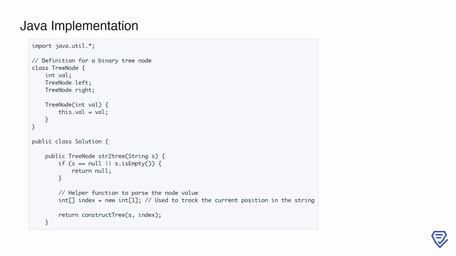Next, in the solution class, we define the method str2tree, which takes a string representation of the binary tree as input and returns the root of the constructed tree. If the input string is null or empty, we simply return null, as there is no tree to construct. To help with the recursive parsing of the string, we use an integer array, index, to keep track of our current position as we traverse the string. The method then calls constructTree, which is the recursive function responsible for building the tree structure from the string.